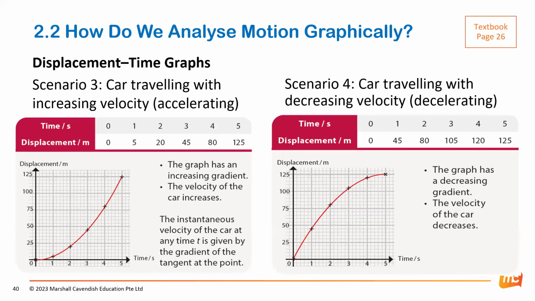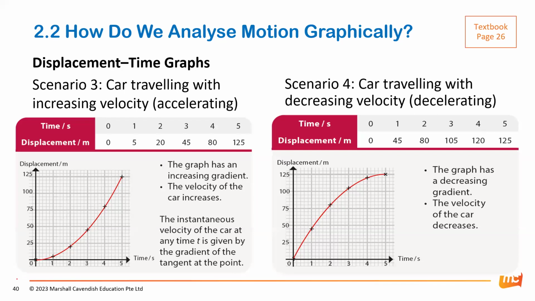Okay, next one is when the car is traveling with increasing velocity, or we call it accelerating, means moving faster and faster and faster. If I'm increasing velocity, it is the same meaning as increasing gradient, because velocity is the gradient. So when I plot my displacement time graph, I will get an increasing gradient, means my graph will become steeper and steeper. The slope will get steeper and steeper.